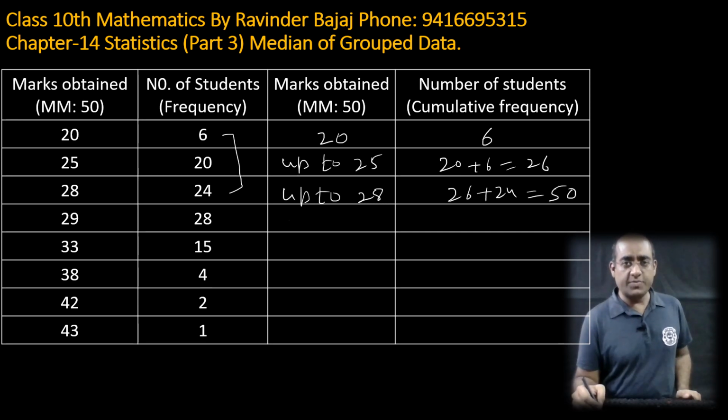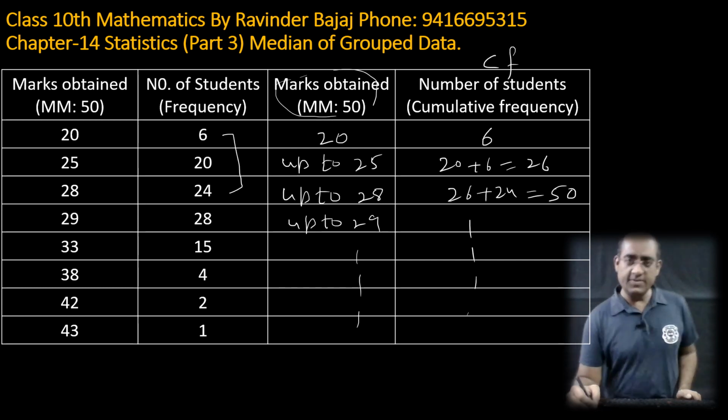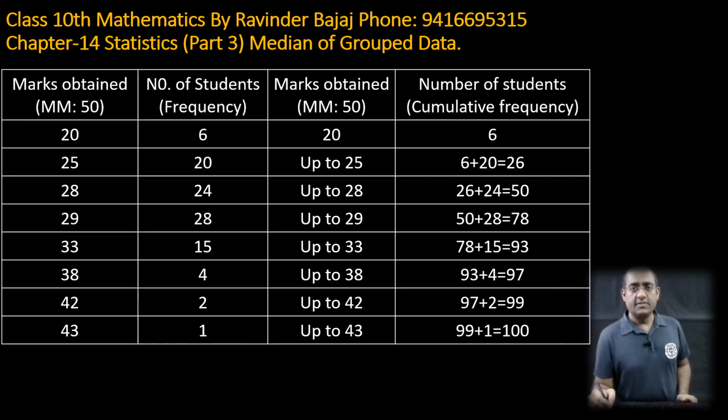Next is marks obtained up to 29. In this way, we will calculate all these values. This is called the marks obtained column, and this is called the cumulative frequency, CF. Let me calculate it for you. This is the calculated value. Now, after doing this, we have to find the median.